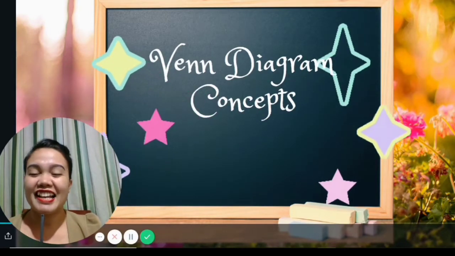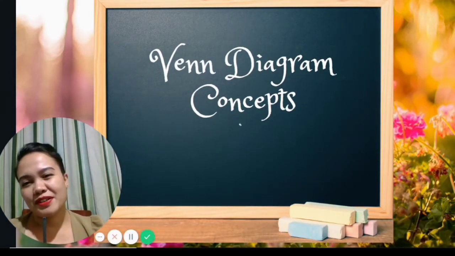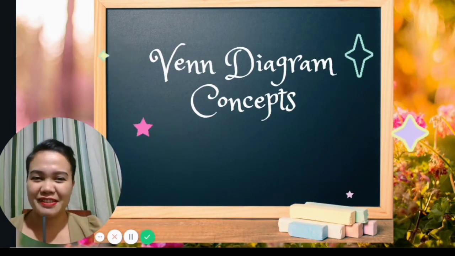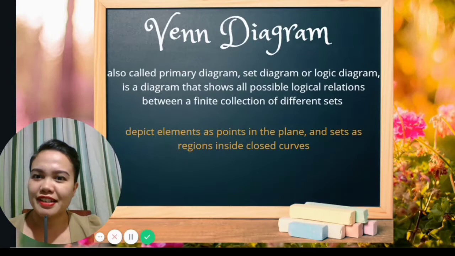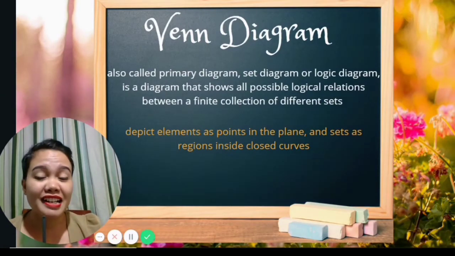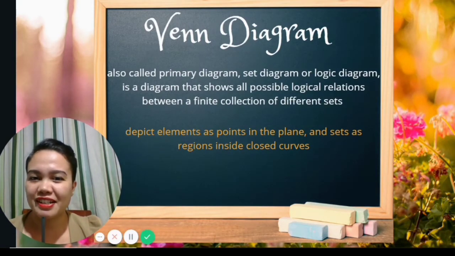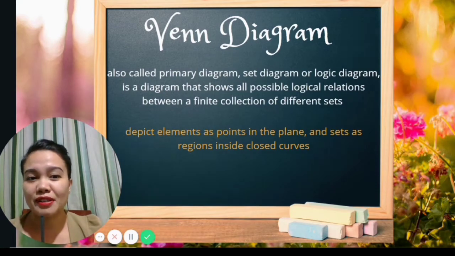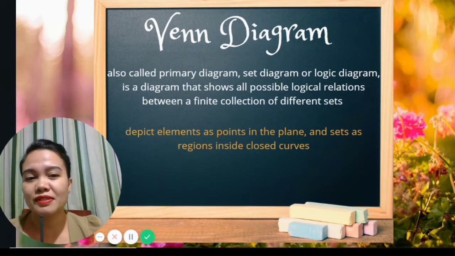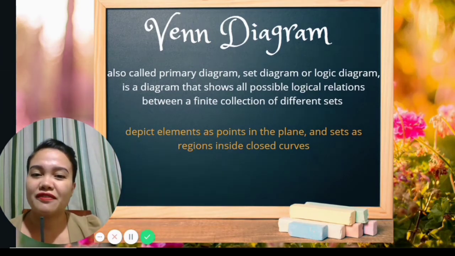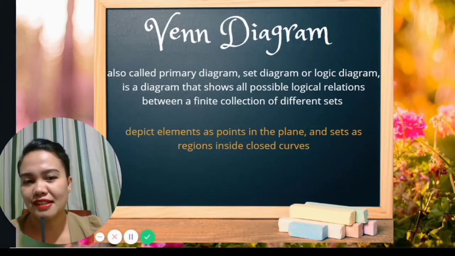Hello to you. Now in this video, we are going to discuss the Venn diagram concepts. Alright, so what is a Venn diagram? Well, a Venn diagram is also called a primary diagram, set diagram, or logic diagram, which is a diagram that shows all possible logical relations between a finite collection of different sets.